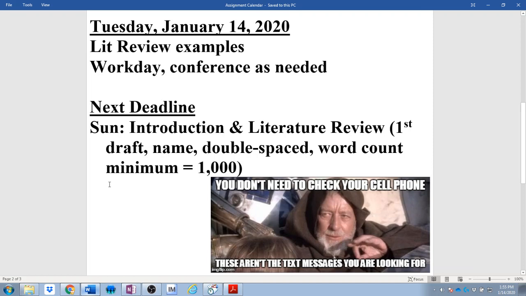Okay, so with that, I did just clarify here that for your first draft that's due on Sunday, the requirements are: name, double-spaced, 1,000 minimum word count. The name and 1,000 words were already on the paper. I added the double space. That will open up on Thursday. Right? Questions for me?